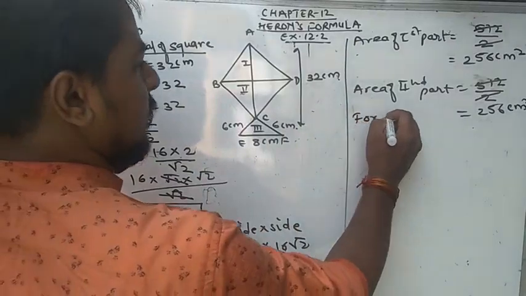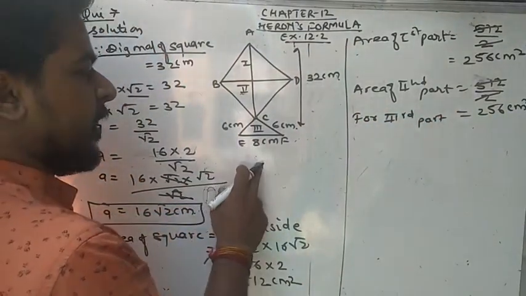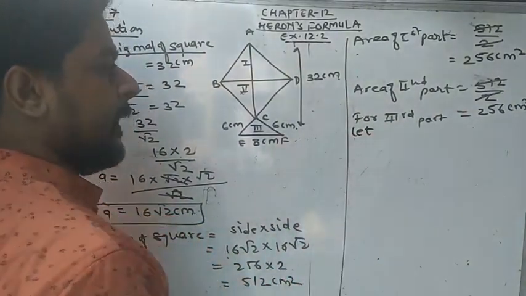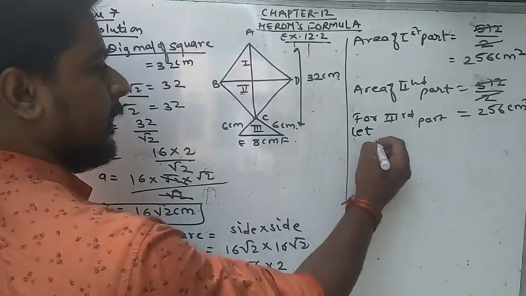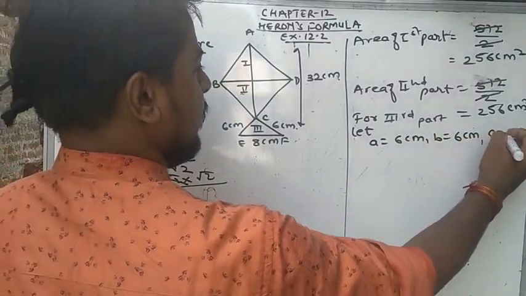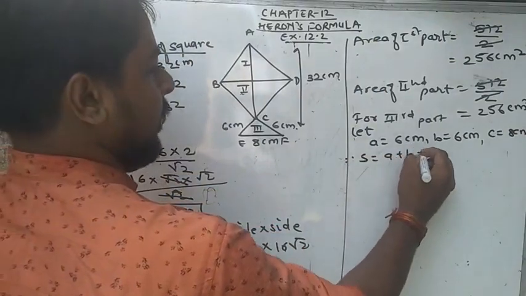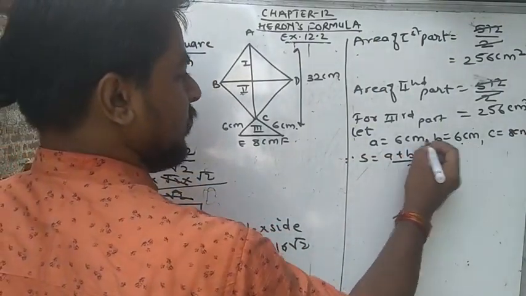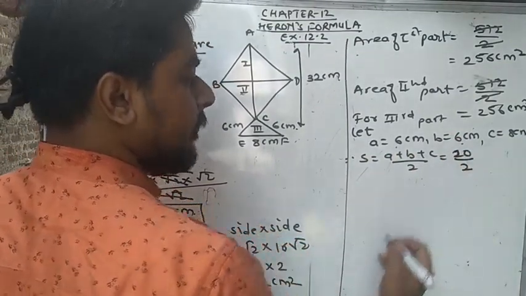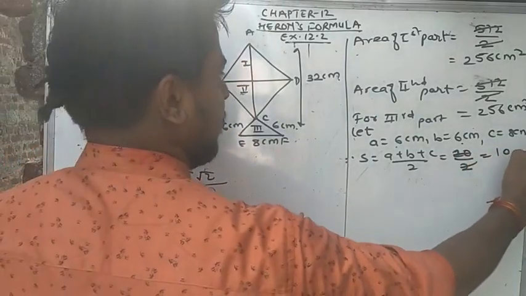For the third part, the third part is an isosceles triangle, and we have to calculate the area of the isosceles triangle. Let us calculate the area by Heron's formula. Let A be equal to 6 centimeter, B equal to 6 centimeter, and C equal to 8 centimeter. Since the semi-perimeter is equal to (A plus B plus C) divided by 2, 6 plus 6 is 12, and 8 will be 20. So it is 20 divided by 2. We will get 10 as the semi-perimeter, 10 centimeter.